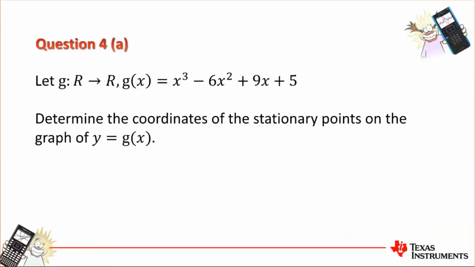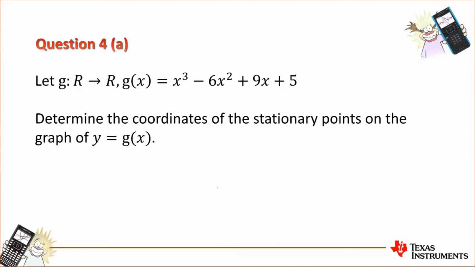Okay, question 4, part A. Let g be the function which has a domain of real numbers mapped onto the codomain of real numbers, where it is that cubic that is given. We are to determine the coordinates of the stationary points of the graph of y equals g of x. Okay, so that's what we've got to do.